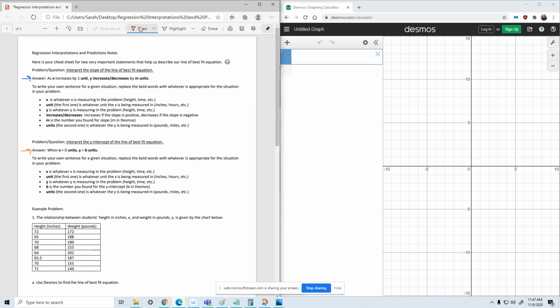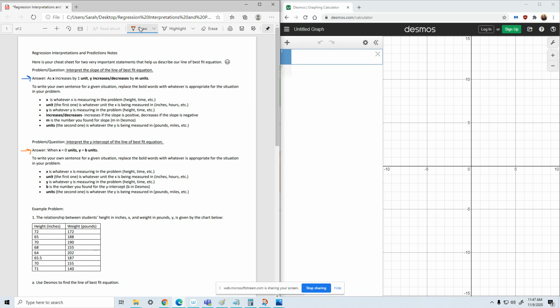Anytime we are interpreting the slope or finding the meaning of the slope of the line of best fit equation, our basic framework is the sentence that's got the blue arrow pointing at it. As x increases by 1 unit, y increases or decreases, depending, by m units. X is just whatever x is measuring, so height, time, etc. Unit, that first unit is whatever the units are for x. So like if it's height, maybe it's inches. Y is whatever variable y is measuring, so maybe it's weight or grades or something like that.